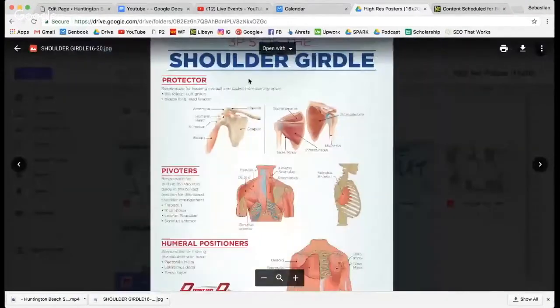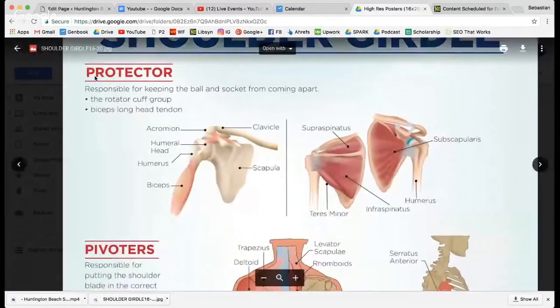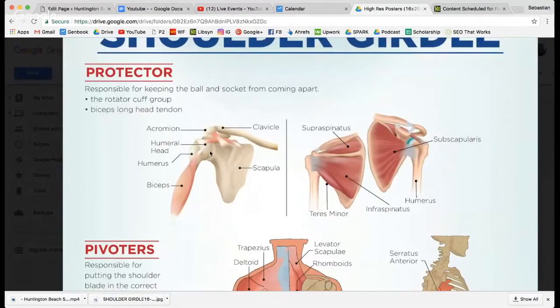Okay, so let's zoom in a little bit here. First, let's start with those protectors of the glenohumeral joint. By the way, if you don't know what the glenohumeral joint is, this is the ball and socket right here. See that ball sitting on the socket? This is called the humeral head. So we have the humerus, the humeral head, and the scapula, the shoulder blade, which is the other part you need to be concerned about. The whole thing is considered the shoulder complex.